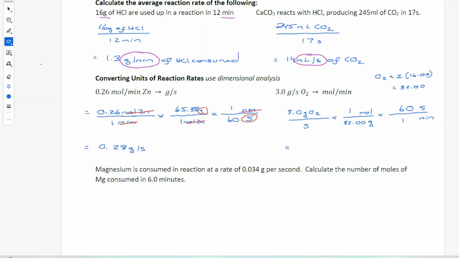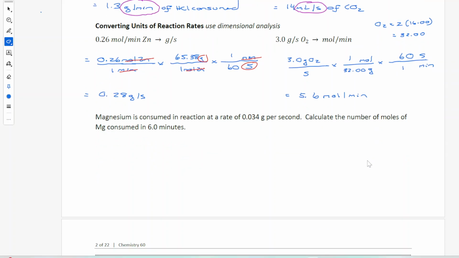So 3 divided by 32 times 60 would leave us, to 2 sig figs, 5.6, and the units I'm now in is moles per minute. And again, this is of oxygen. You could put it in there, but what I'm really looking for is that you understand what the units that we've converted to are. All right, this last one.